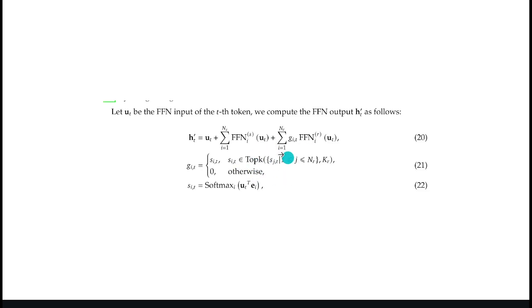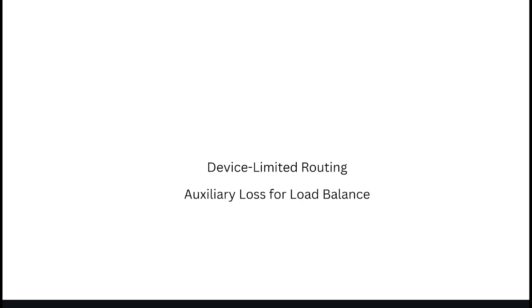Then they still use top-K right here, and they also use a lot of different techniques like device-limited routing and auxiliary loss for load balance. They do a lot of different tricks for load balance and to make it more efficient.